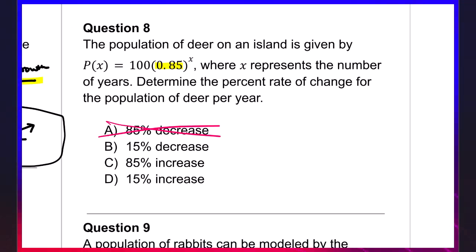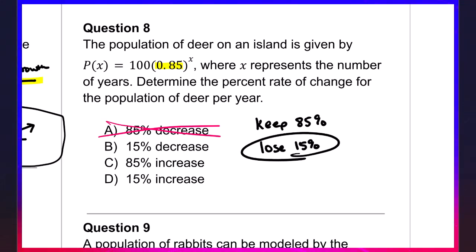99.9% of cases, it's never what you see. So if you see a rate or something that looks like 0.85, it's what you're keeping. So you are keeping 85%. If you're keeping 85%, then what are you losing? You are losing 15%. Now that's how you do it mentally. So the answer to this question is D.